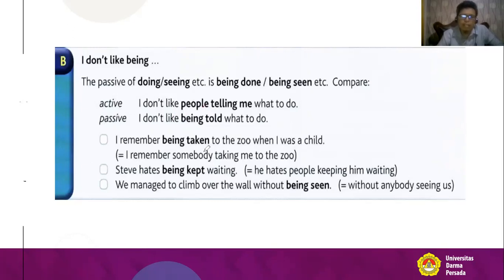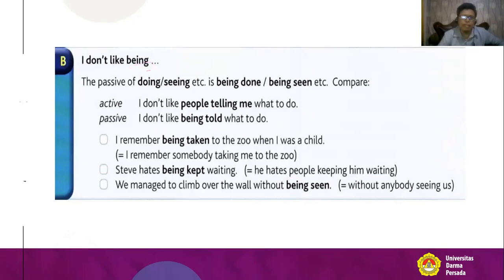Let's see another example. I remember being taken. So we have being taken. In other words, we say, I remember somebody taking me to the zoo. That is the same. Steve hates being kept waiting. He hates people keeping him waiting. Being kept, that is passive. We managed to climb over the wall without being seen. We have being and then seen, that is passive, without anybody seeing us. The same. So that's the second pattern of our discussion, the passive with being.